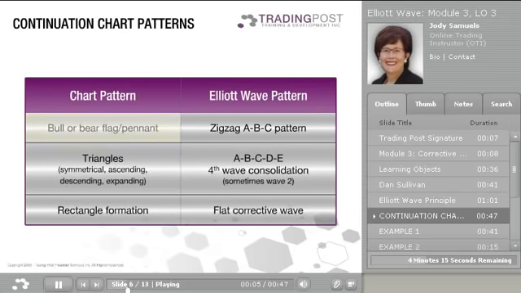The classic bull or bear flag or pennant looks exactly like a zigzag pattern, which is typical in wave 2 or 4 positions. The bull flag is a continuation pattern in a rising market. The bear flag is a continuation pattern in a falling market. Triangles are the same in both languages, and the measuring objectives are similar as well. Finally, the rectangle formation looks exactly like a flat corrective wave in Elliott wave analysis. By studying and recognizing chart patterns, one can easily apply them to Elliott wave counts and analysis.